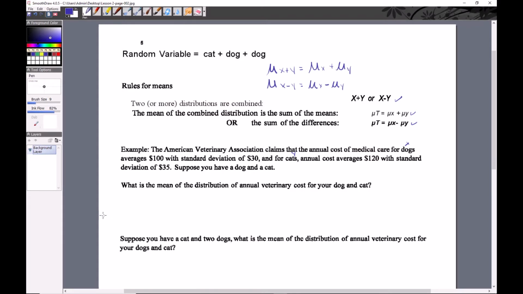This is not probability. So mu of x plus y is just going to be, the mean for x is 100. And the mean for y is going to be 120. So together, that's going to be $220.